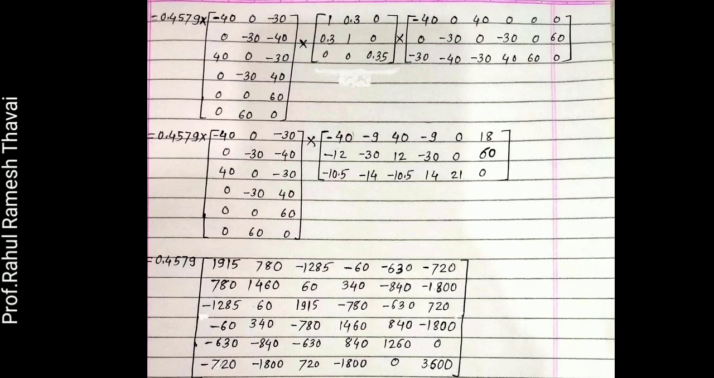Next, sixth row multiplied by sixth column, that is 0 into 18 plus 60 into 60 plus 0 into 0, that is equal to 3600. So this is the end of the solution.